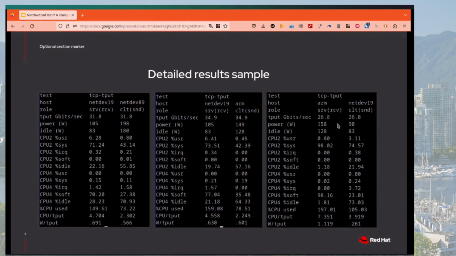And then if we switch roles, something weird happened. Now the ARM server is receiving traffic, and it maxed out on CPU usage. The two cores were fully busy. The throughput was considerably lower, 26 gigabits per second. It used way more CPU time to handle the gigabit per second, and way more power, like double from the previous test.